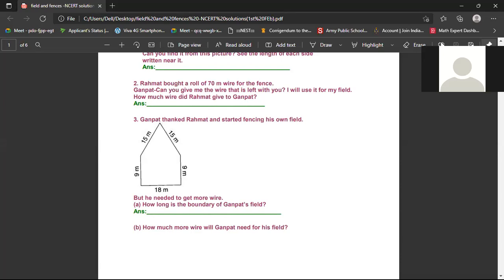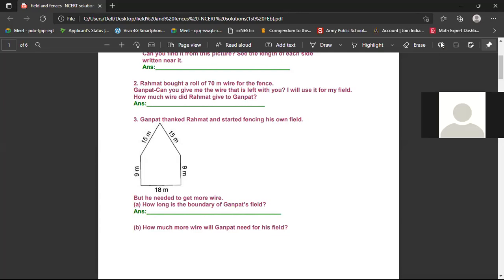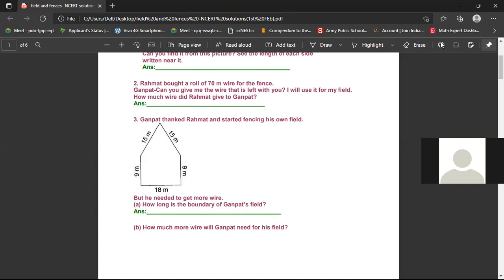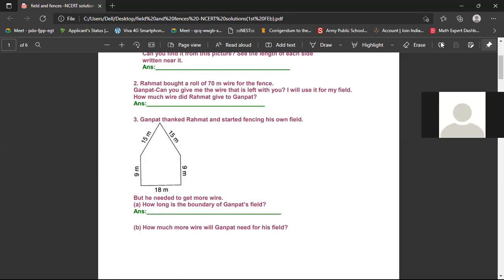Will we write in the textbook or notebook? If this question is there in the textbook, write in the textbook itself. Otherwise, copy in the notebook. I will send the solution after the class. Wherever you feel comfortable, you can write. In the textbook, it is there: how long is the boundary of Ganapat's field? And the second question is how much more wire is required.